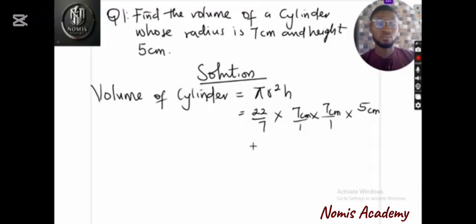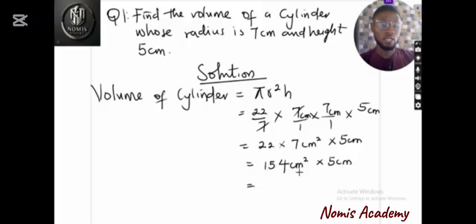So I can simply say 7 divided by 7. So I'm left with 22 multiplied by 7 centimeter squared, that is centimeter multiplied by 7 centimeter. So we have 7 centimeter squared multiplied by 5 centimeter all over 1. So I do not need to write that one. So 22 multiplied by 7 squared is 154, right? 7 times 2 is 14. I write 4 and keep 1. 7 times 2 again is 14 plus 1, 154 centimeter squared.